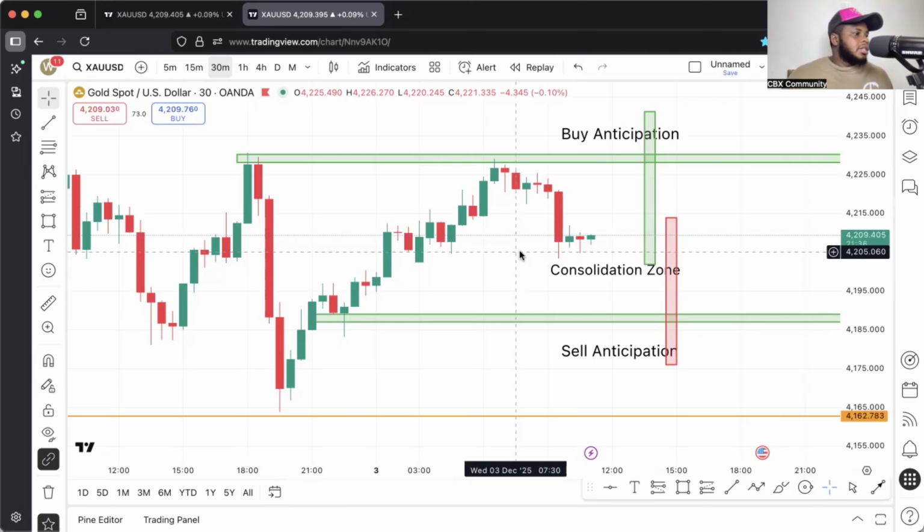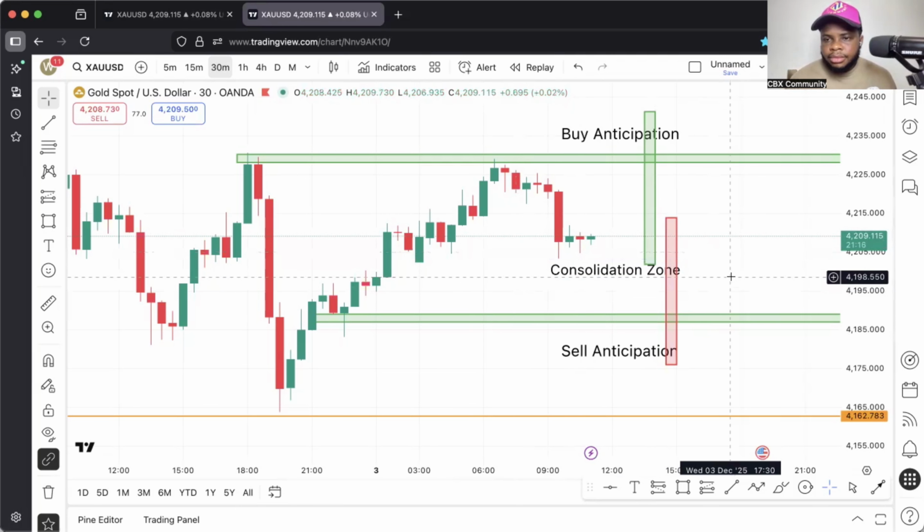I'm just looking at my other screen. I love to have an idea what the other time frame is saying. Let's just be patient. Let's be patient. We don't need to do anything at this moment.